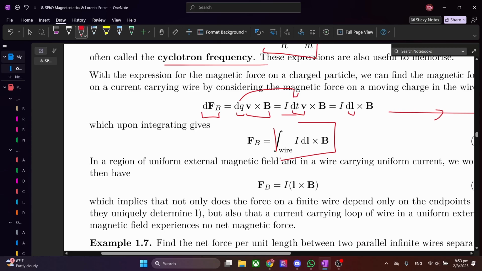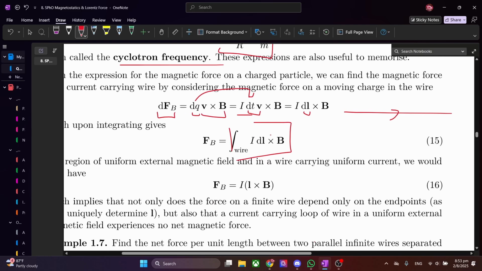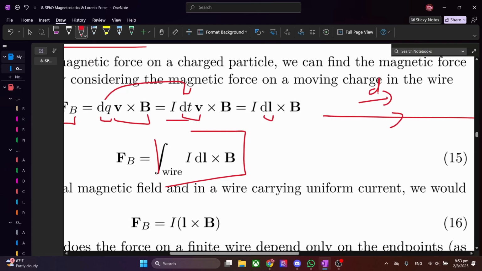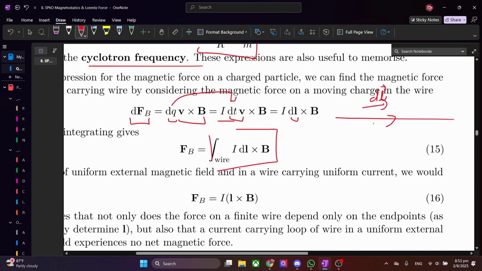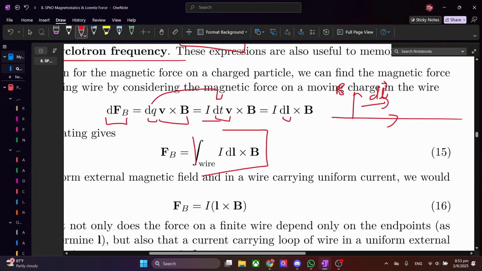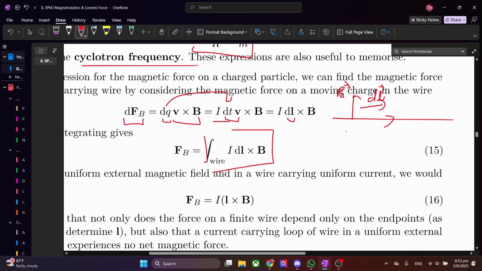which basically just means that you just integrate this expression, your dl, as I mentioned just now how it's defined, multiplied by your B, like cross product your B. Your B would probably be pointing something like this, and then it exerts some force.